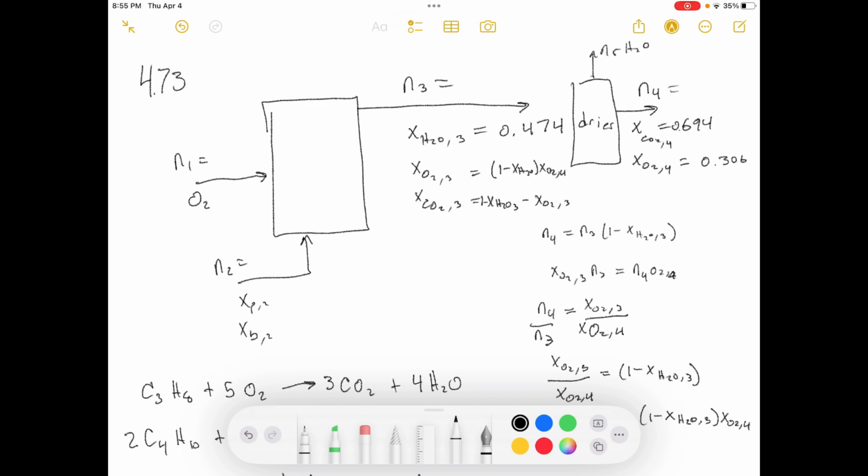Okay, so we've got this process. First, we've got kind of like a furnace here, and then we've got a dryer over here. The first thing you want to do is make a diagram like this and then label the things that they gave you. So they gave us these pieces, right?